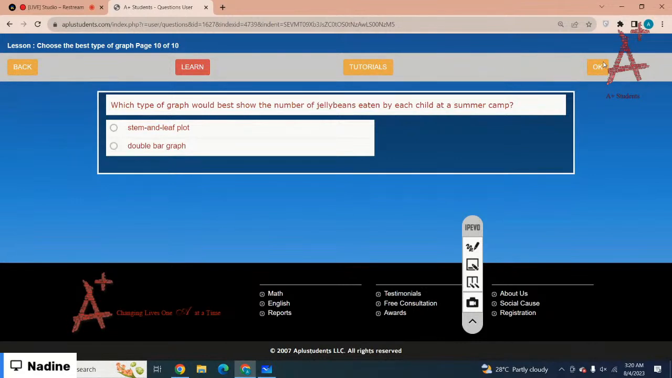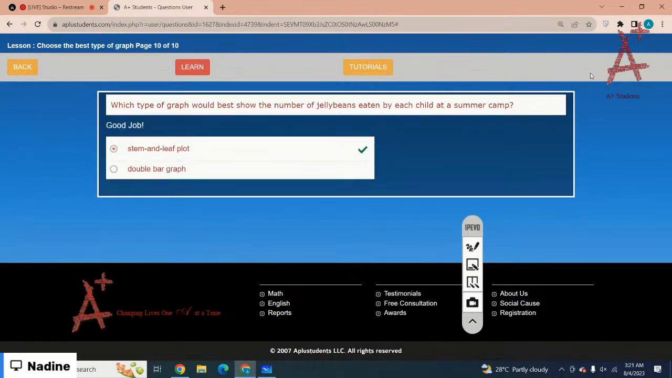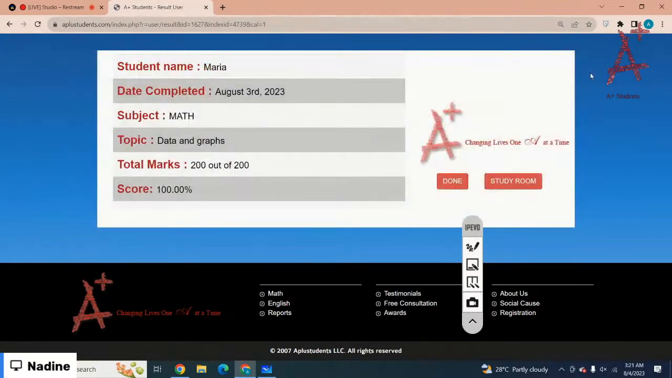Which type of graph would best show the number of jelly beans eaten by each child at a summer camp? So, which is the correct option? The correct option is... by each child at a summer camp. So, you can use a stem and leaf plot, right? Because you have so many students in a summer camp. When you have a large data set, you can use the stem and leaf plot, right?